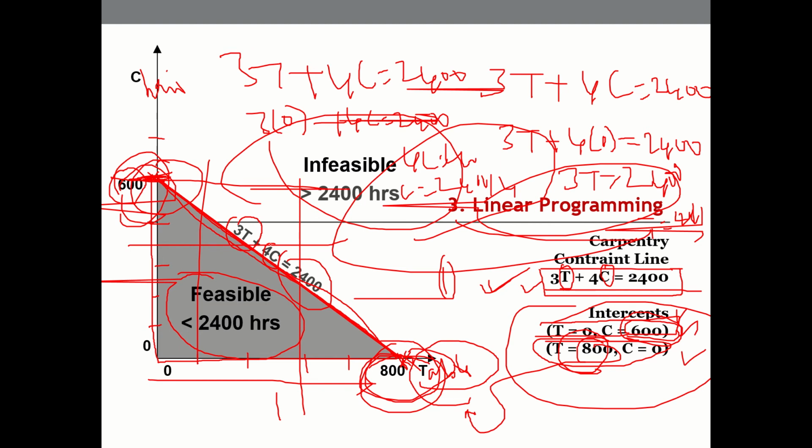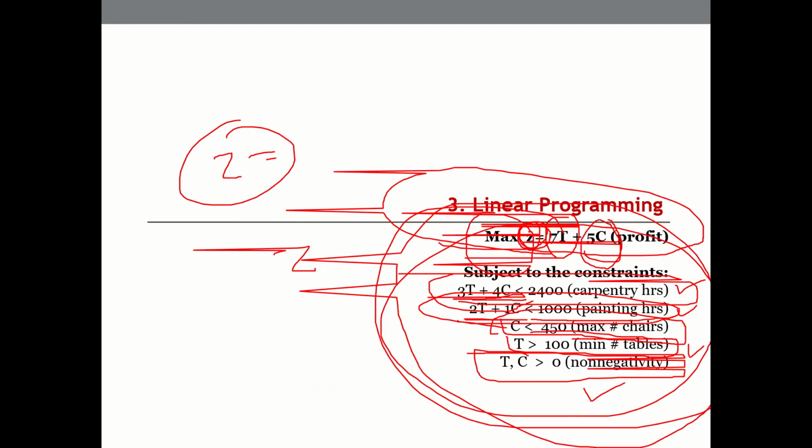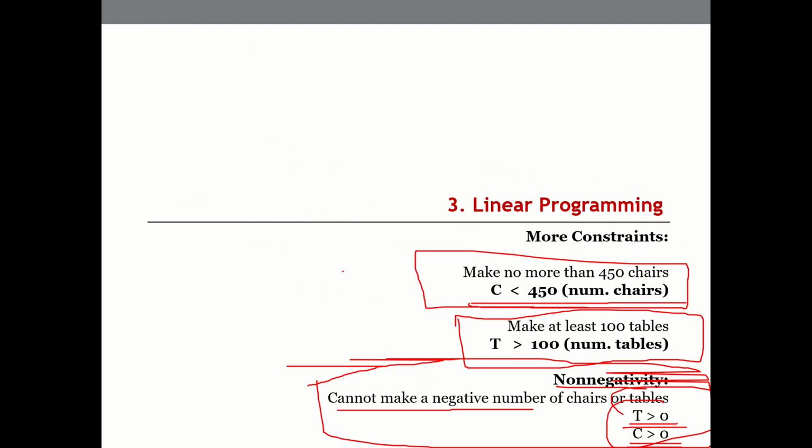So my doubt and his doubt are entirely different. He's talking about the painting and carpentry time. I was talking about the number of chairs and tables we could make. So we considered the minimum number of tables to be built, but in the graph we didn't consider the maximum number of chairs. No, actually, okay, let me answer one by one.